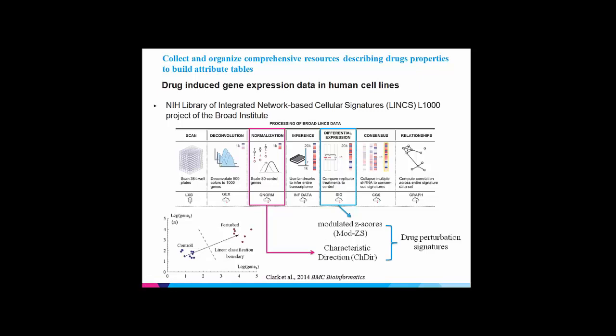We can also use another way, which is to use characteristic direction, a method developed in our lab, to compute a differential expression signature for each set of drug perturbation experiments. And we were able to show that our method is slightly more predictive of ADRs compared to the z-score.